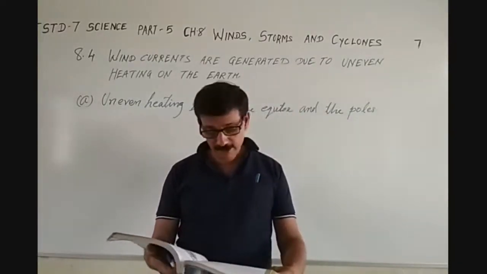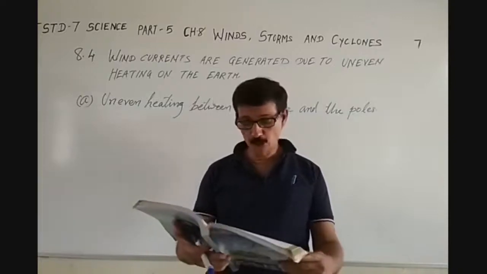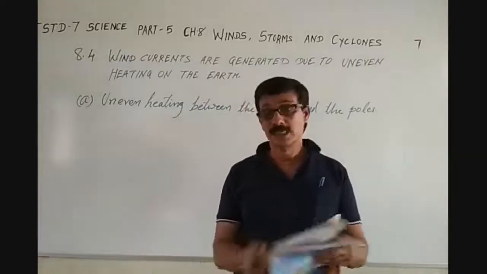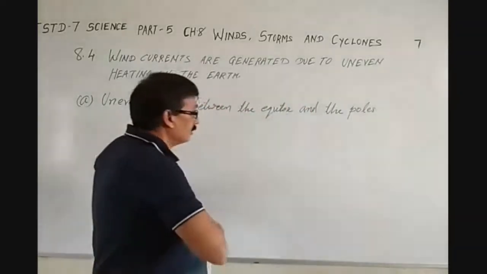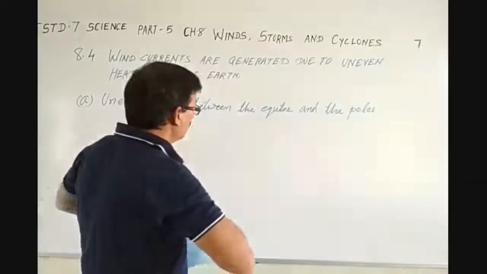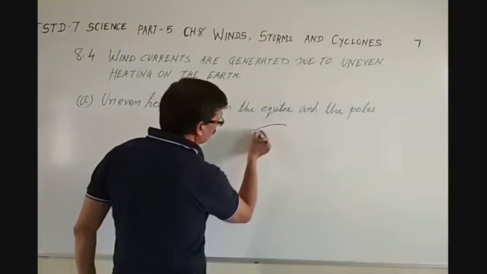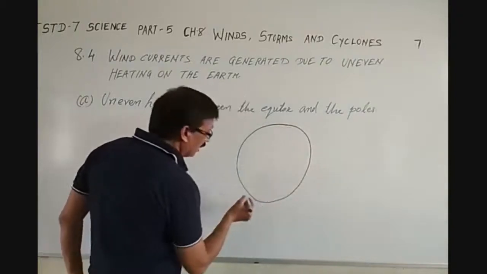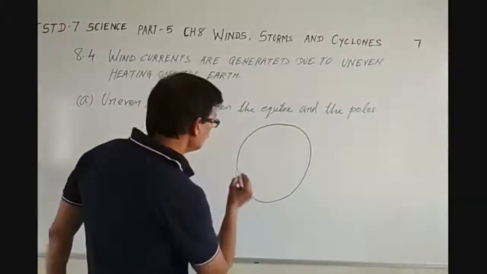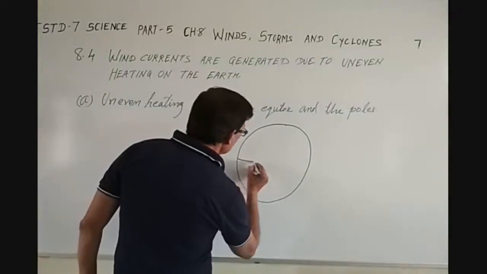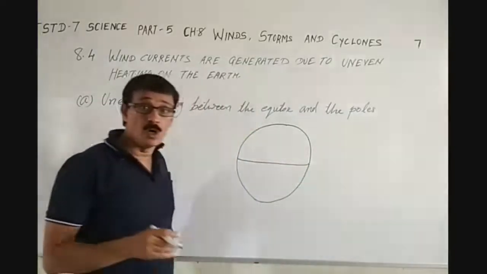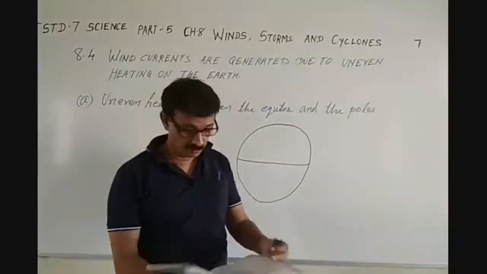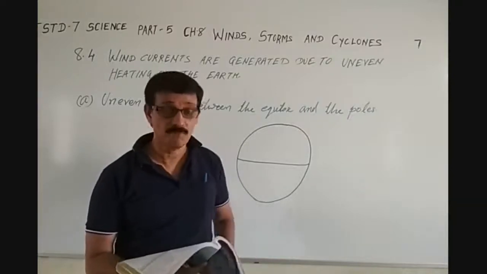You might have learned in geography that regions close to the equator get maximum heat from the sun. See, let me draw the earth. Suppose this is the earth. This is just to make you understand. Suppose this is the equator. So the regions near the equator get more heat from the sun, that you know very well.